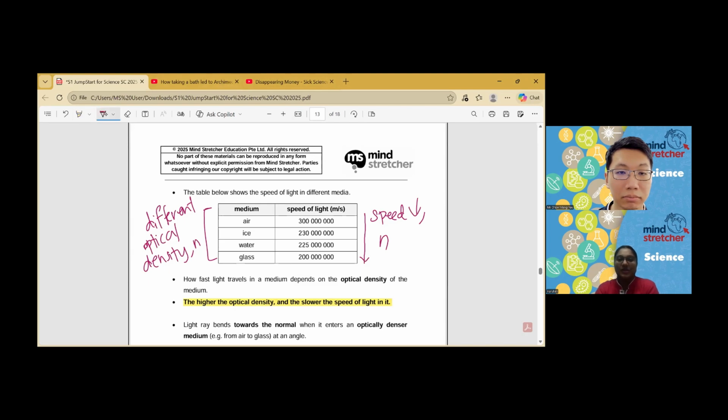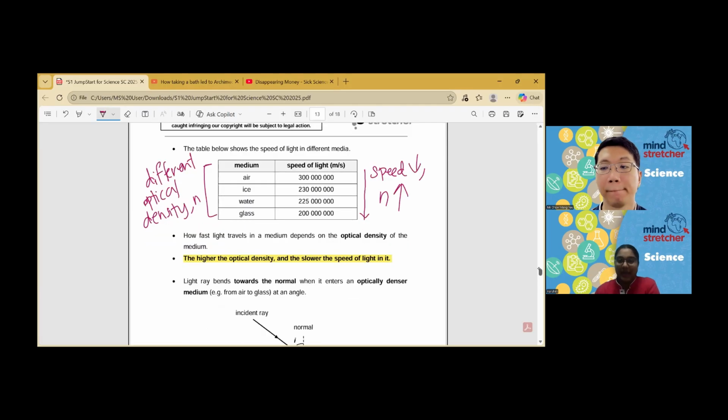In a medium, when your speed decreases, the higher the optical density. Thank you, Josh. So when the speed decreases, it means that your optical density is increasing. Let's say the light is passing through a forest. If there are fewer trees, it's easier to pass through, so it's faster. But if the forest is packed with trees, you're going to take a longer time to pass through, so the speed of light will be slower. That is the analogy you can use to compare.